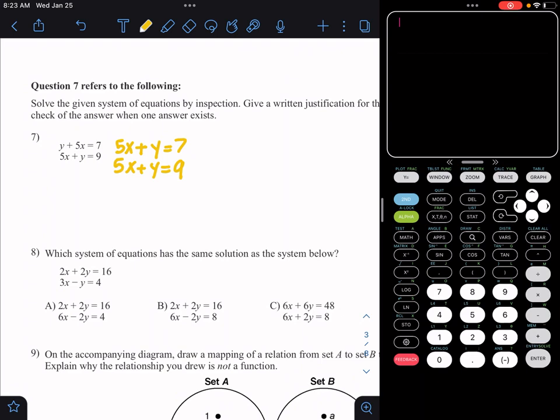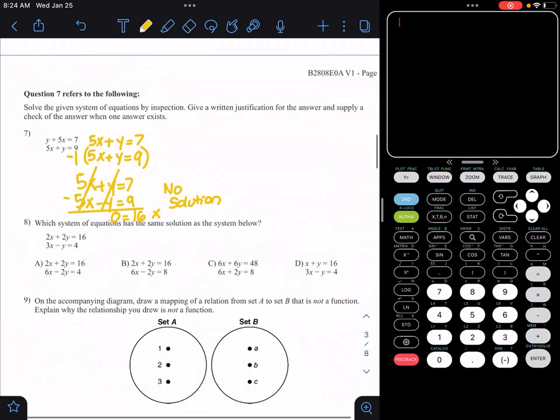All right, these are already the same numbers. I just need to make one negative, so I'll make this bottom one negative. So I'll have 5x plus y equals 7, and then I'll have negative 5x minus y equals 9. 5x minus 5x is 0. Y minus y is 0. So 0 equals 7 plus 9 is 16. Is that true? No, which means there's no solutions.